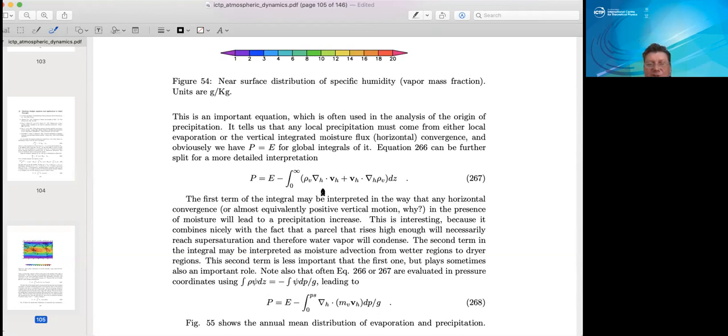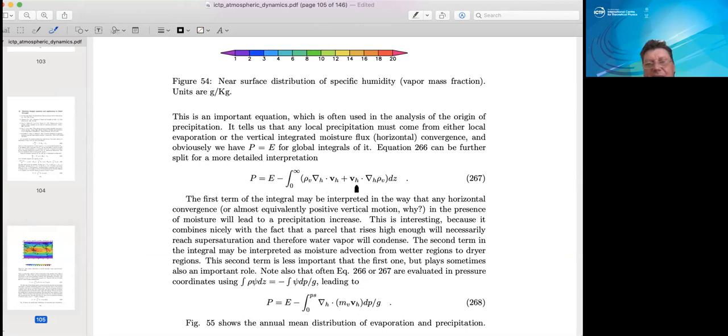Now, this is also consistent with the fact that we know that if we have horizontal convergence at the surface, the only way the air can go is to rise. And we know if the air is to rise, then the temperature will drop and the water vapor that is in the air has to condense and the rainfall in the end has to fall out. So these two things come together.